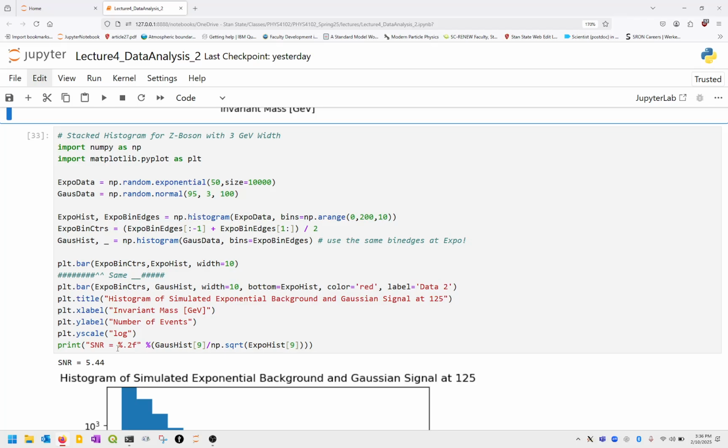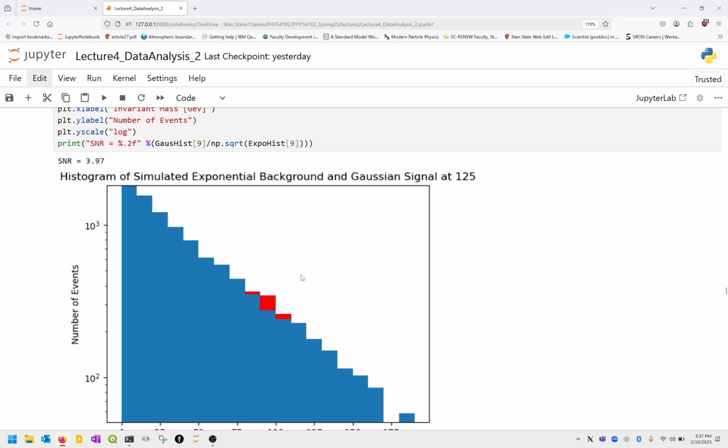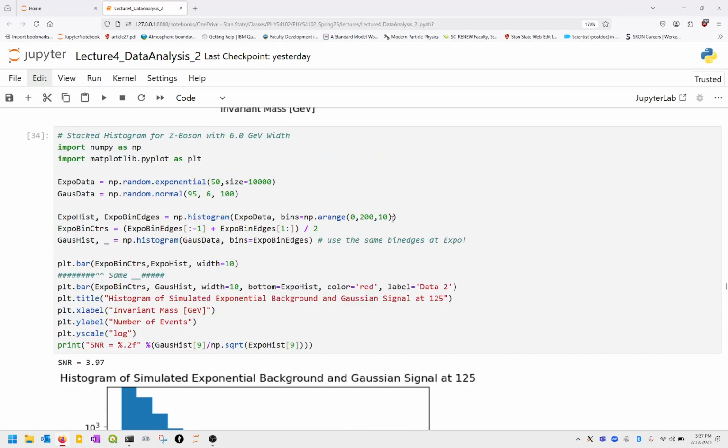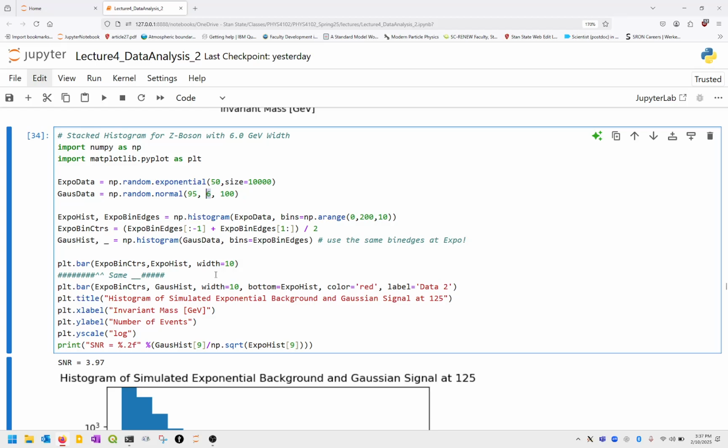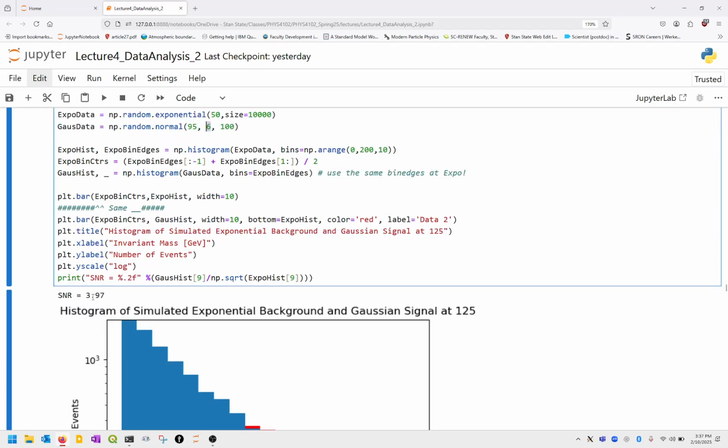But since the probability of noise, P noise, is actually the square root of the number of events, where your signal is just the number of events, the more data you collect, the signal to noise ratio increases, because one goes as n, the other goes as square root of n. So you actually get better statistics as you collect more data. This last one, where I have you double the width of the Gaussian instead, from 3 to 6, you should get a signal to noise that's a little bit smaller than the previous one.